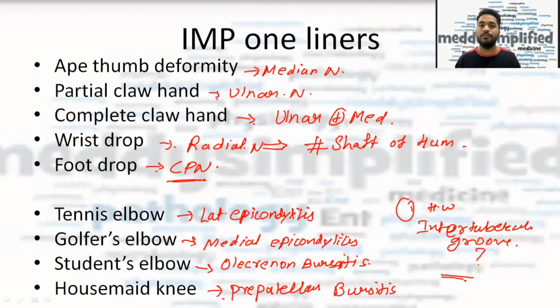Tennis elbow is another name for lateral epicondylitis. Golfer's elbow is another name for medial epicondylitis. Student's elbow is another name for olecranon bursitis. And housemaid's knee is another name for pre-patellar bursitis.